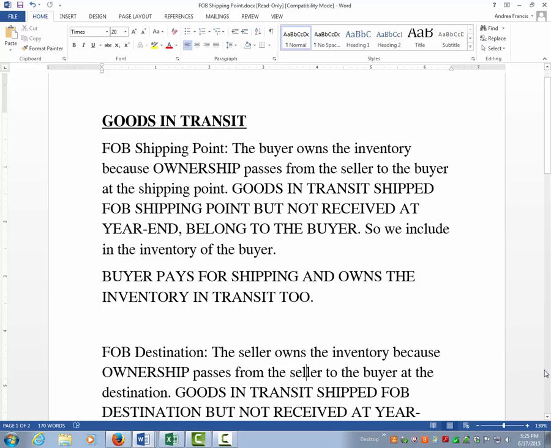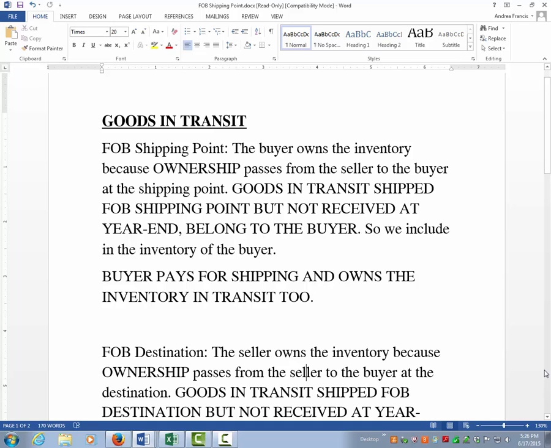So for goods in transit, we have to be concerned with shipping terms. There are two options for shipping terms. The first one, free on board shipping point or FOB shipping point, and the second one, FOB destination. These names tell us something about who owns the inventory while it is in transit, in other words, while it is being shipped. And this is important for us because we want to know whether this inventory belongs to the company or not, so that we can check whether the inventory has been correctly included or excluded.